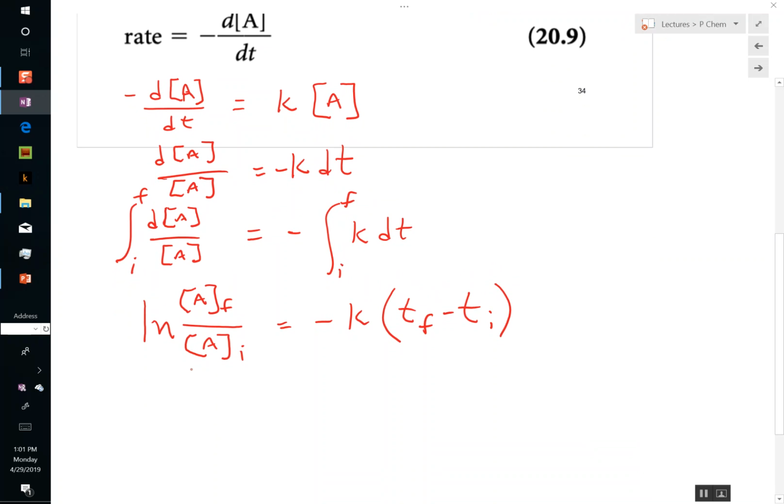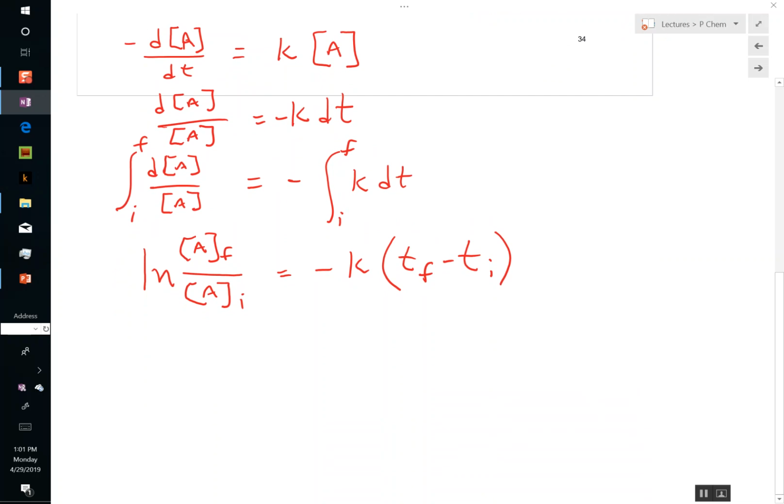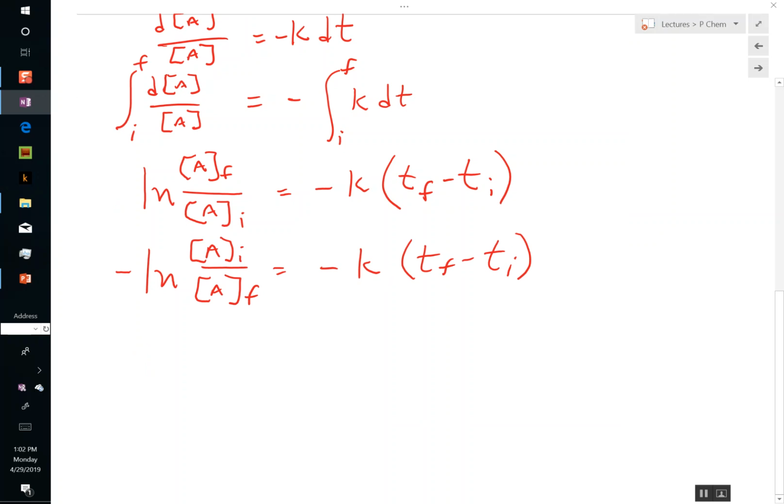Okay, we just said you can invert this and change the sign, which we want to do here. So let's change the sign here and make this ln A initial over A final equals -k times t final minus t initial. And of course, we can multiply both sides by -1 and get this expression.